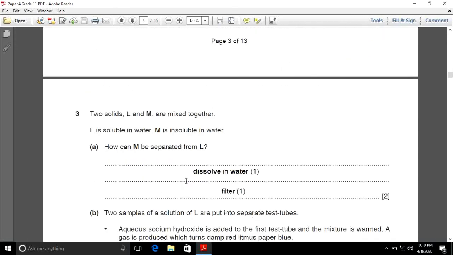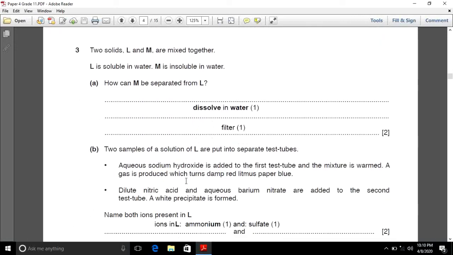Question number 3. Two solids, L and M, are mixed together. L is soluble in water, M is insoluble in water. How can M be separated from L? Add water to the mixture to dissolve L. Now pass the mixture through filter paper. Solid M is insoluble. It will stay behind in the filter paper.